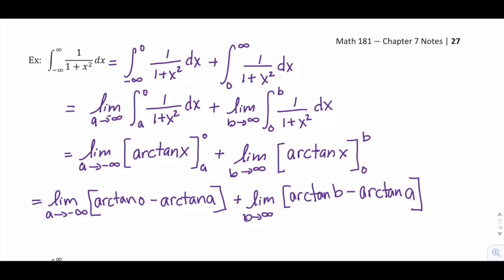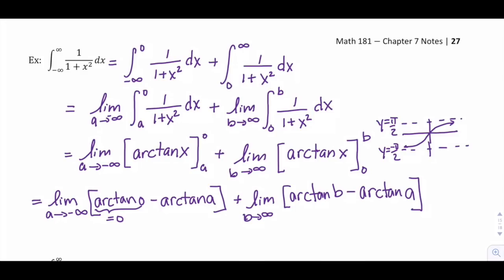Now we need to remember what the arctangent graph looks like in order to determine some of these limits. The arctangent graph has asymptotes up here at y equals pi over 2 and at y equals negative pi over 2. And it looks something like this. So as we look at these limits, arctan of 0 is equal to 0.